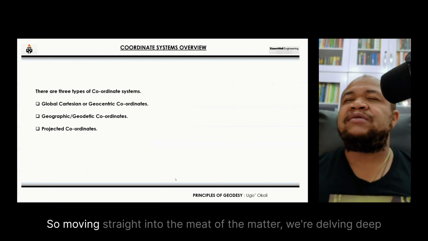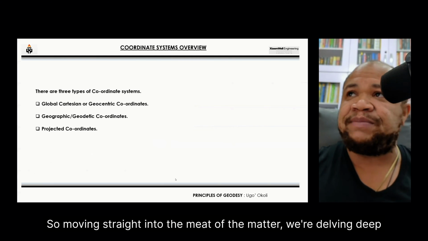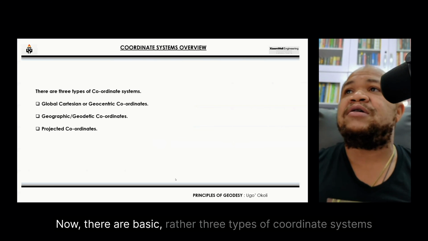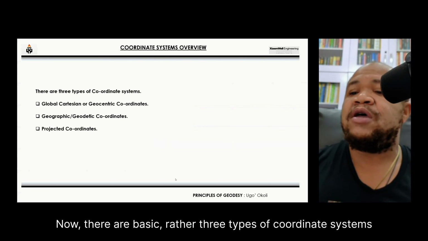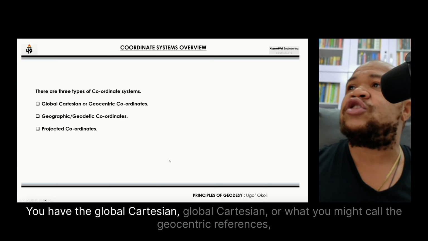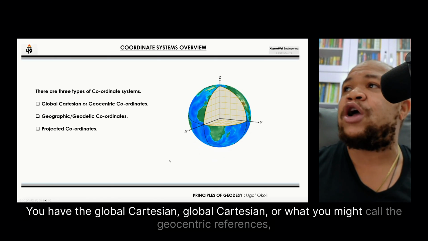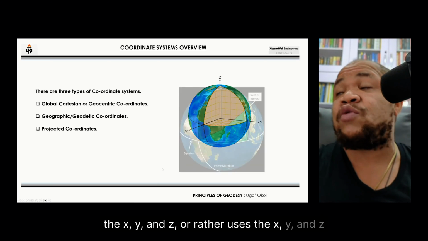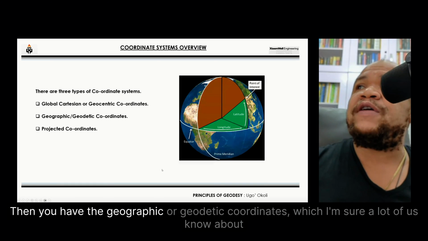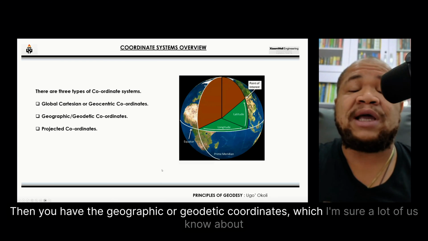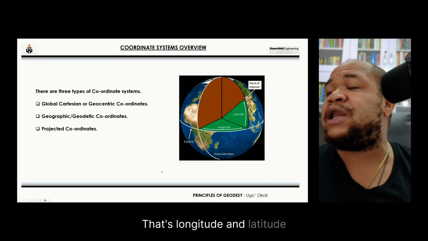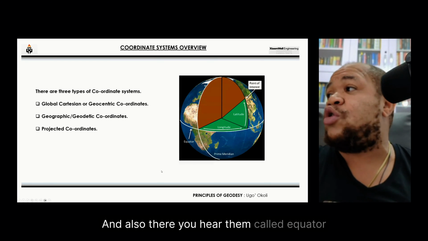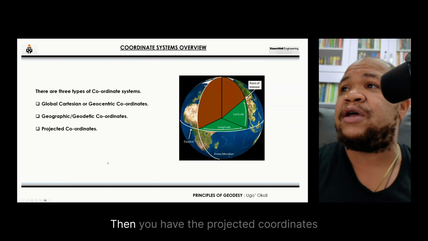So, moving straight into the meat of the matter, we're delving deep now. There are three types of coordinate systems. You have the global Cartesian, or what you might call the geocentric. It uses the X, Y, and Z. Then you have the geographic or geodetic coordinates, which I'm sure a lot of us know about. That's the longitude and latitude, and there you also hear them called the equator and the prime meridian.